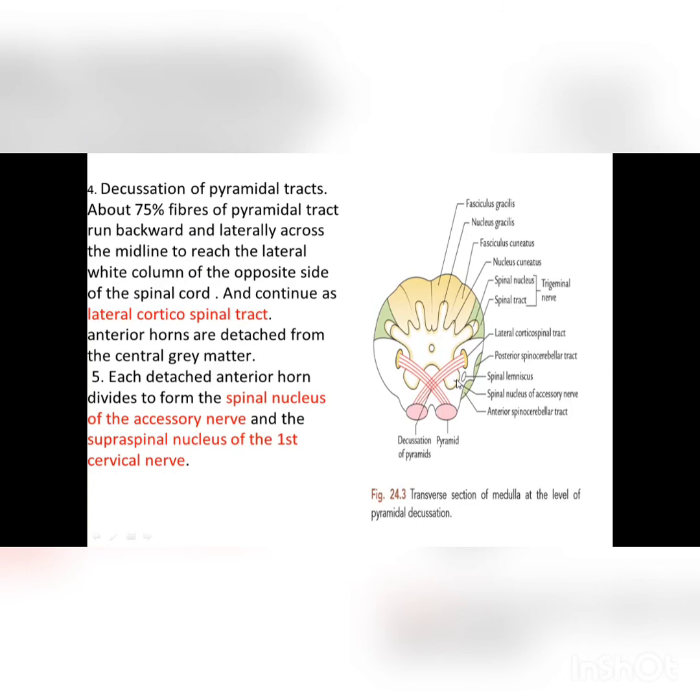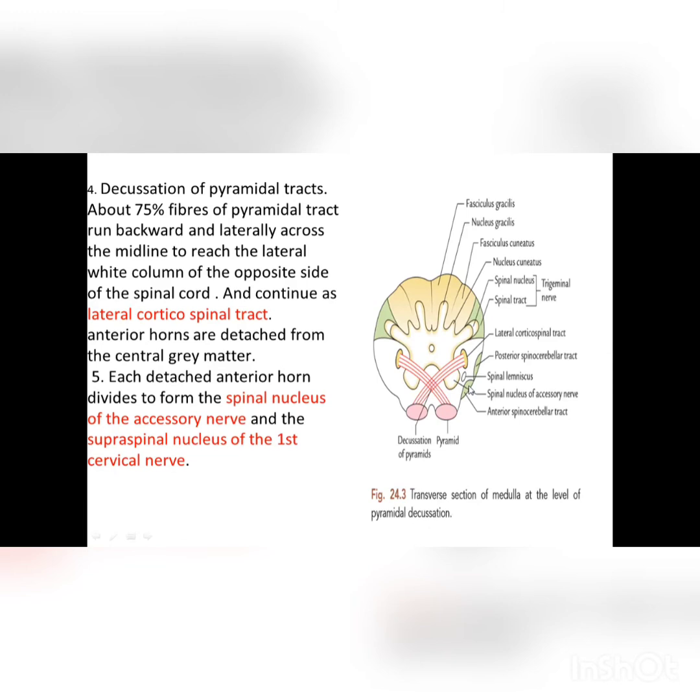Anterior horns are detached from the central gray matter. Each detached anterior horn divides to form the spinal nucleus of the accessory nerve. So these are the detached anterior horns. They form the spinal nucleus of the accessory nerve and the supraspinal nucleus of the first cervical nerve.